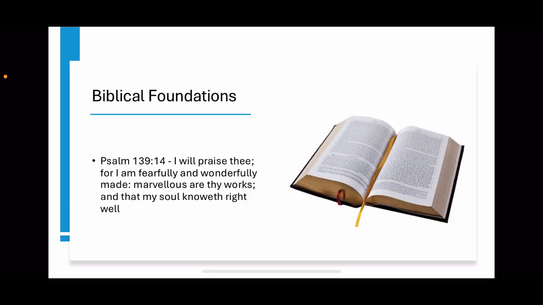ACTL7A. Psalm 139 verse 14 says, I will praise thee, for I am fearfully and wonderfully made. Marvelous are thy works, and that my soul knoweth right well. So we should still be praising God even though all these genetic diseases that cause a lot of pain and suffering are in this world.